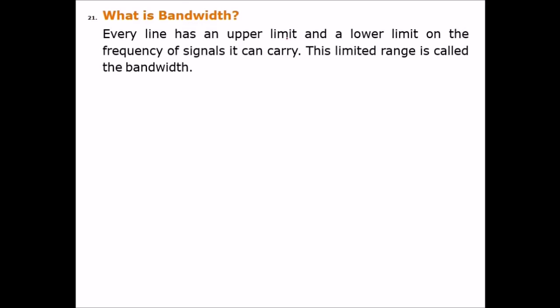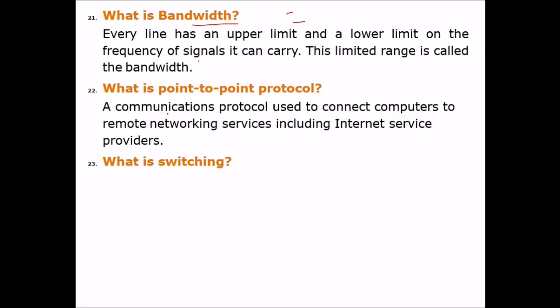What is bandwidth? This we have already seen, but let us define it again because this is very important. Every line has an upper limit and a lower limit on the frequency of signals it can carry. It can carry from a lower limit to a higher limit, and this limited range is sometimes called bandwidth. What are point-to-point protocols? We have already seen this, but let us talk about it again. It is the communication protocol used to connect computers to remote networking services, including internet service providers. So, point-to-point.